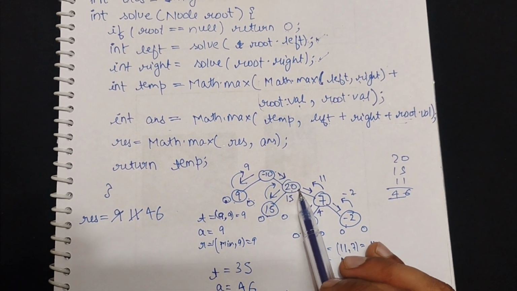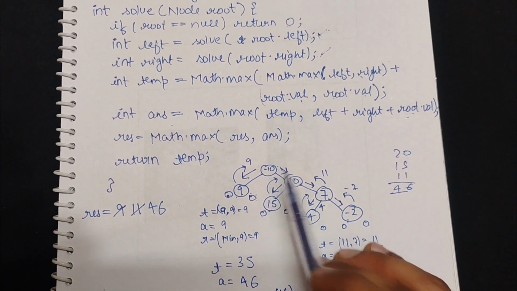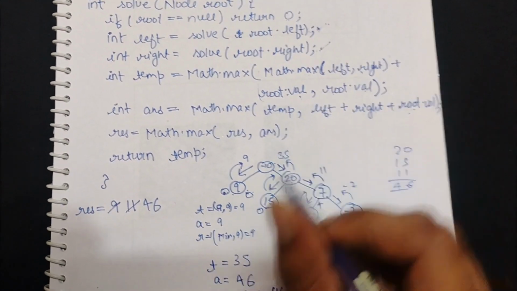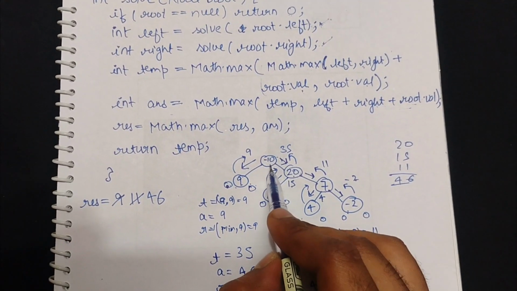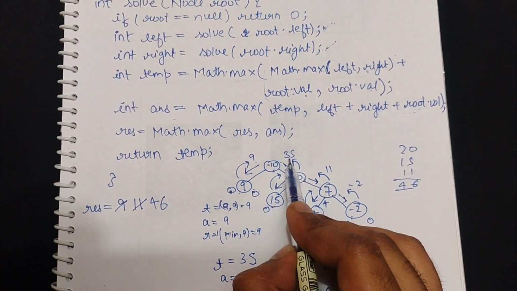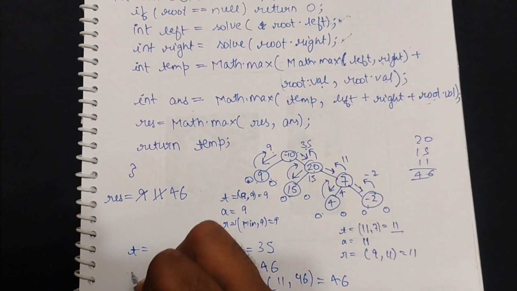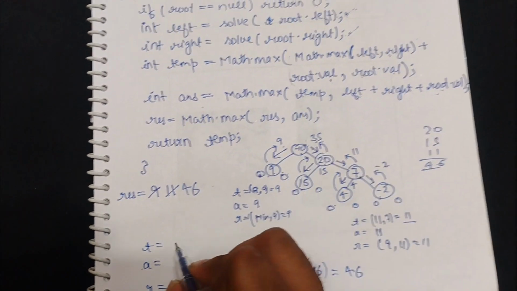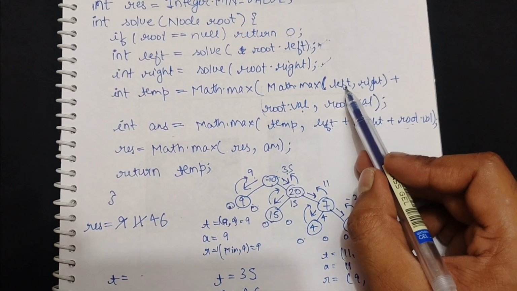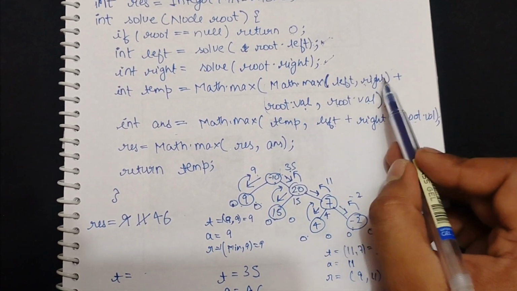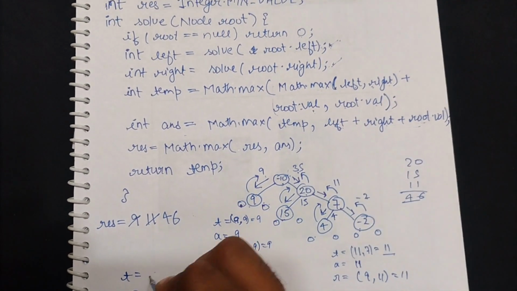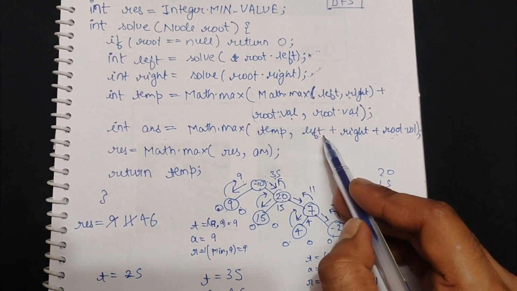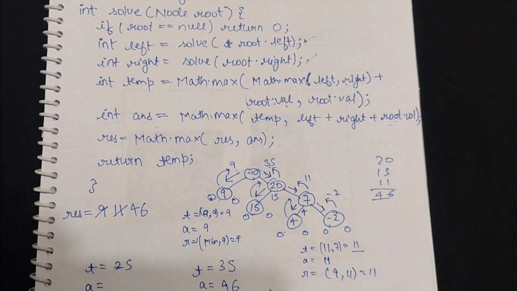Okay. Now this 20 will return its temp value to minus 10. Returning temp value of 20, that is 35, over here. Minus 10 has 9 from left, 35 from right. Calculating temp, answer and res for minus 10, that is root. So temp, that is 35, 9, maximum is 35, plus minus 10, that is 25. Then 25, maximum of 25, 35 plus 9.